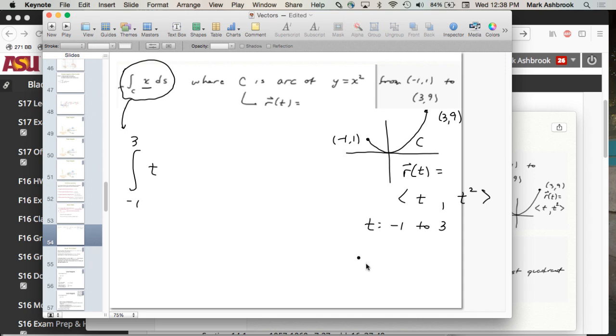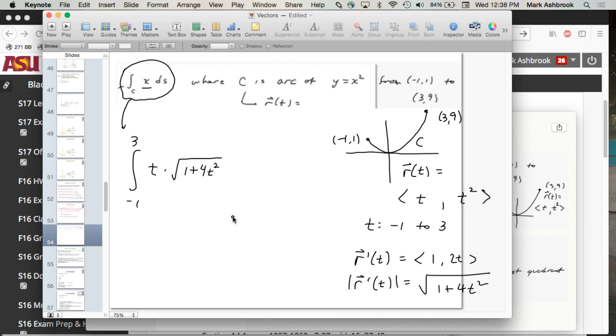What was ds again? Magnitude of r prime. So we've got to get r prime of t, which is (1, 2t). The magnitude is the square root of 1 plus 4t squared. So it'll be t times the magnitude, the square root of 1 plus 4t squared. There's our magnitude of r prime dt. And now we've got a Calc 1 single integral, right? And how do we do that?